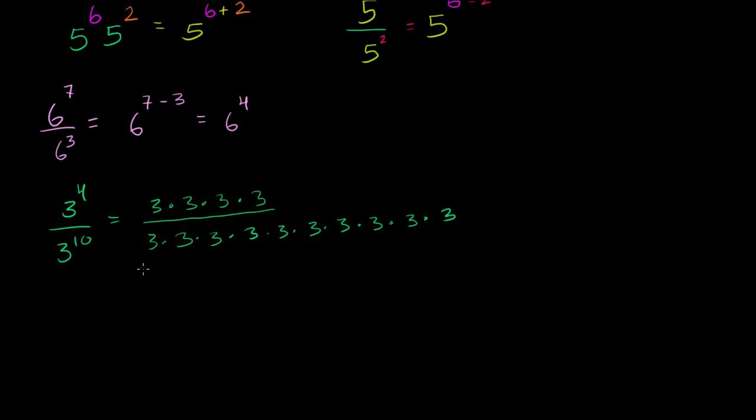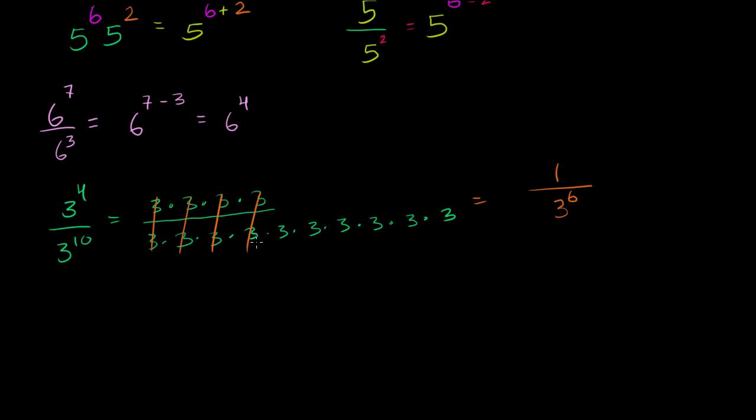Well, if we do what we did earlier, this 3 cancels with that 3. Those 3s cancel. Those 3s cancel. Those 3s cancel. And we're left with 1 over 1, 2, 3, 4, 5, 6 3s. So 1 over 3 to the 6th power, right? We have 1 over all of these 3s down here.